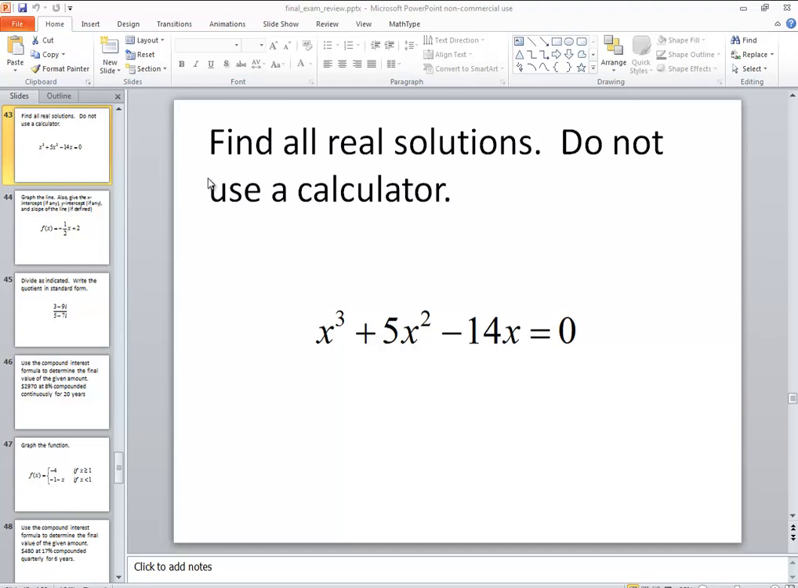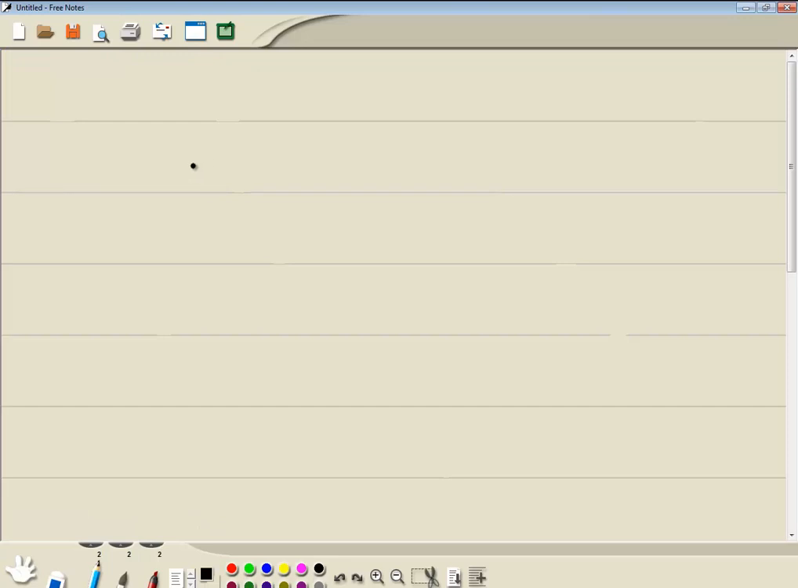In this problem, we want to find all real solutions and do not use a calculator. So we got x to the third plus 5x squared minus 14x equal to 0.